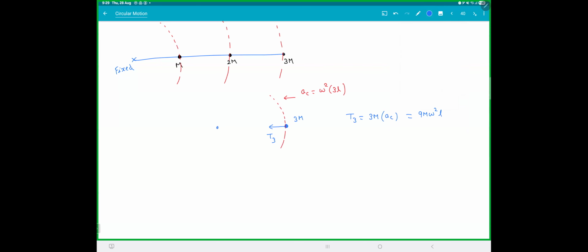Next, for the 2m FBD, on 2m there are two forces. T3 is pulling this way and T2 is pulling this way. T2 is also there. On 2m, there are two tensions. The rod is pulling from both sides.